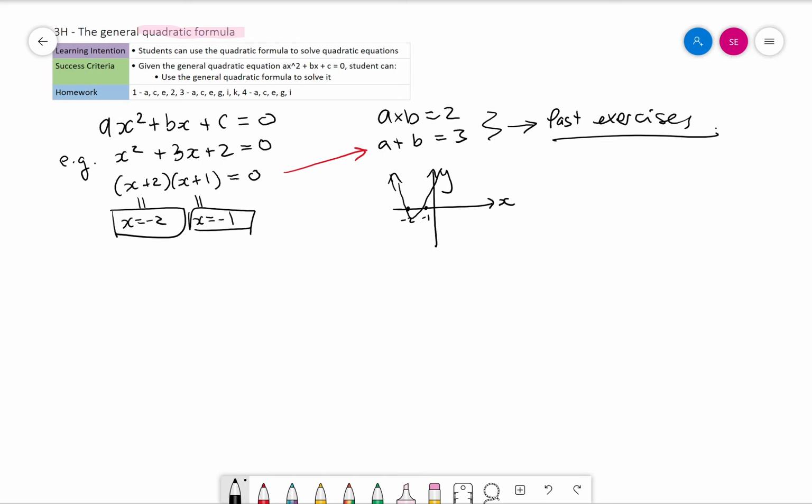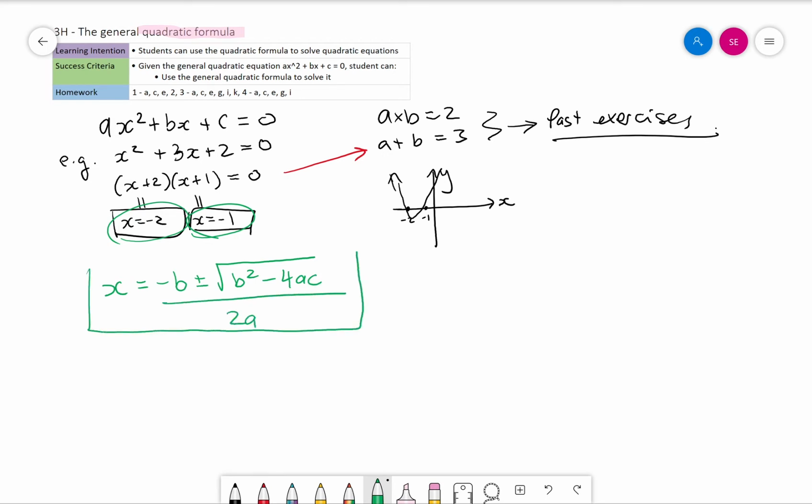So we have this formula which will get us these x values 100% of the time. The formula is x is equal to minus b plus or minus the square root of b squared minus 4ac, all on 2a. It looks pretty gross, but I guarantee you by the end of the year you'll have this memorized. Alright, so let's use this formula on this equation here.